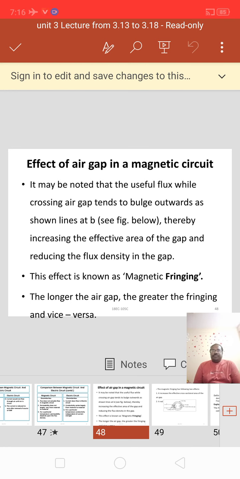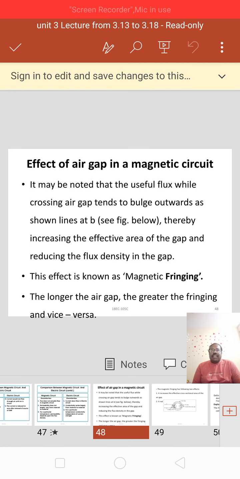See here, it may be noted that useful flux while crossing the air gap tends to bulge outward as shown by the lines at B in the figure below, thereby increasing the effective area of the gap and reducing the flux density in the gap. This effect is known as magnetic fringing. Simple matter.